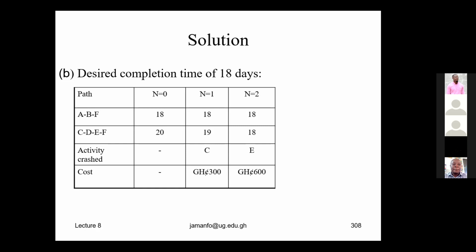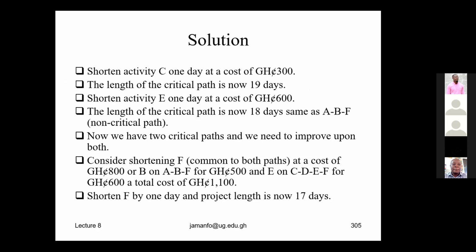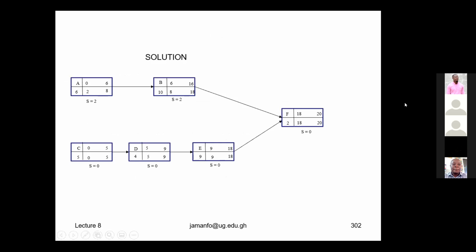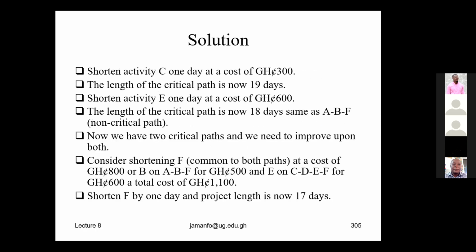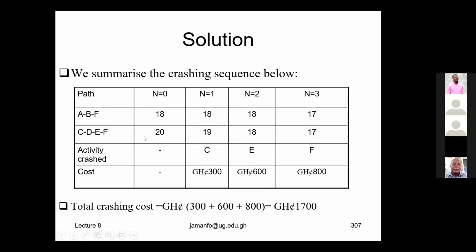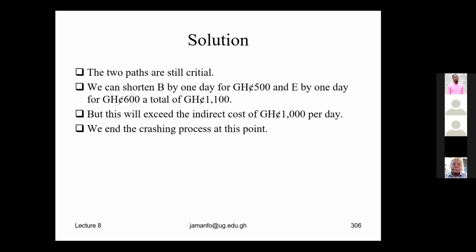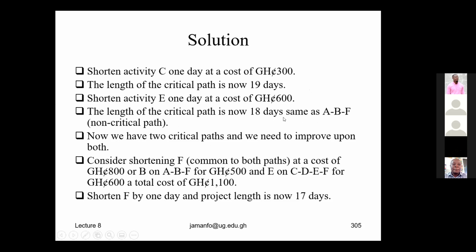So the key things in crashing: you draw the network diagram following the processes that you've been taught, the same process, the forward pass, the backward pass, your computation of your slack and all that, to be able to determine the critical path. You do that as we have gone through, and then you determine the total allowable crash time and the crash cost per day. Then you move on to do the crashing with this table, the crashing sequence table below. You don't need to write this table for us. This is just for you to understand what we are doing.